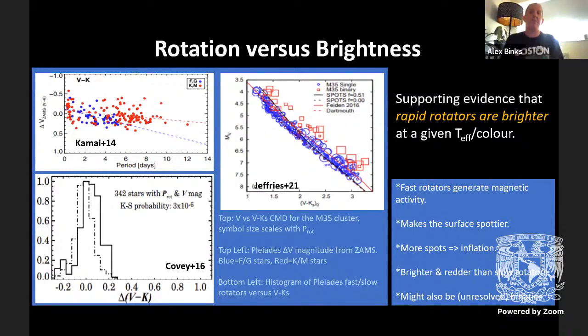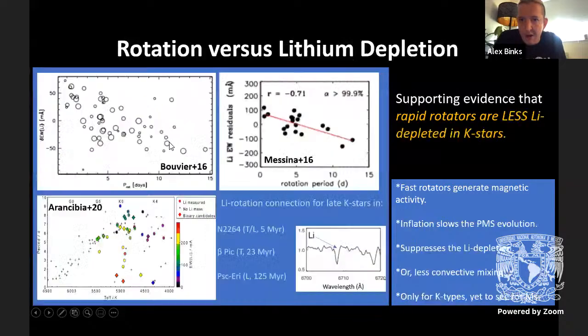So let's have a look at how rotation affects the brightness of the star. The idea here is that fast rotators are generally brighter than the slower ones at a given effective temperature. The idea is that they generate more magnetic activity. This causes more inflation, so they're brighter and redder. And there's lots of evidence for this in clusters, where we see this difference in absolute magnitude. What we see is that the slower rotators tend to be fainter. So there's lots of evidence for that.